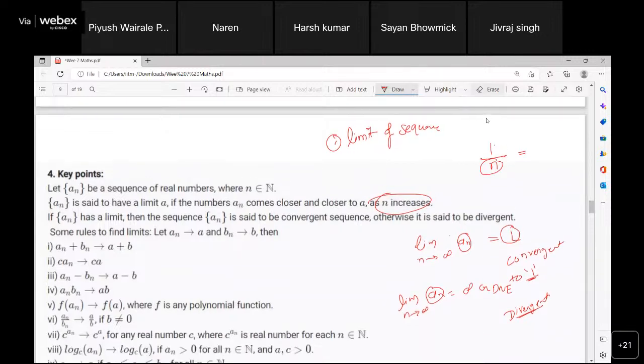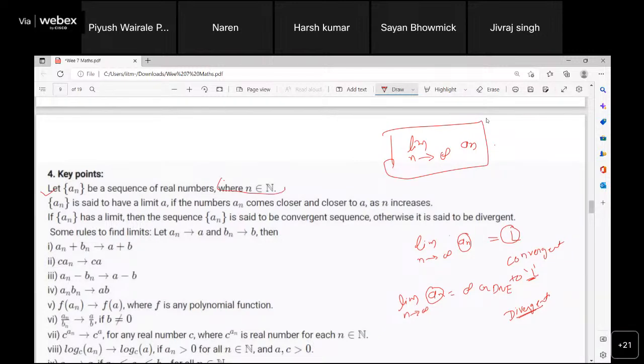So in general, if we need to find the limit of a sequence of any expression, we can simply take the limit as n tends to infinity of a_n and find the value of this limit. Now here you can see: let a_n be a sequence of real numbers where n belongs to the natural numbers. It is said to have limit a if the number a_n comes closer and closer to a as n increases. That's what we have discussed, right? So if a_n has a limit, then the sequence a_n is said to be a convergent sequence, and otherwise it is said to be a divergent sequence.